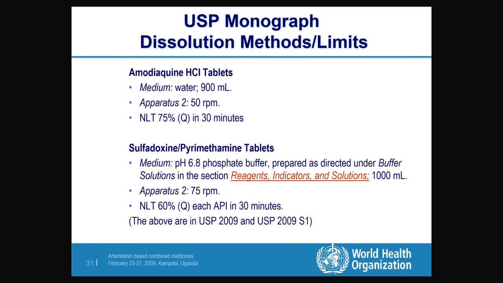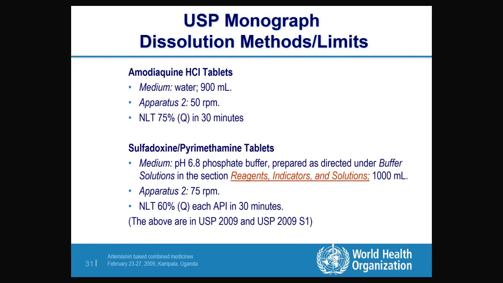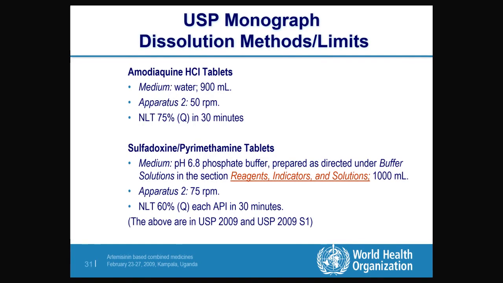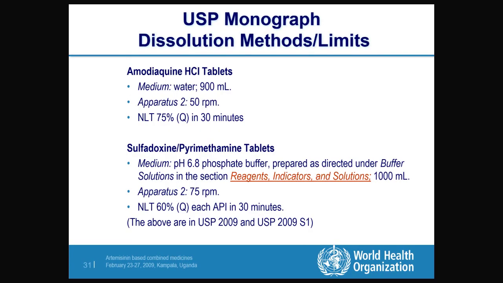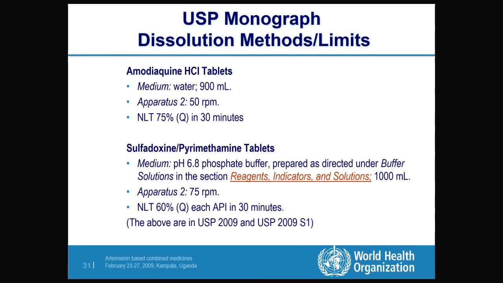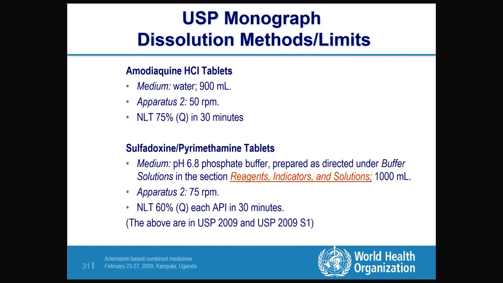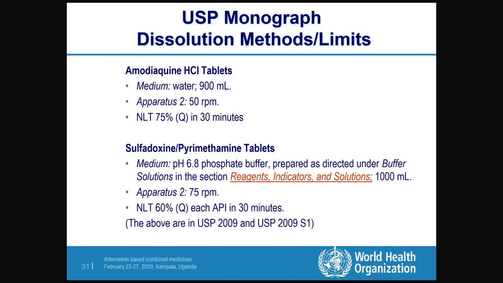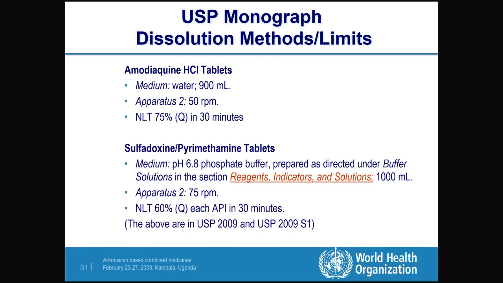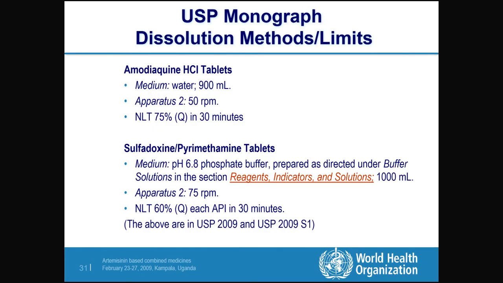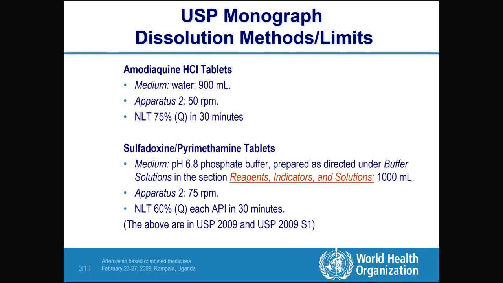Transitioning to official USP monographs, we see how the specific chemical properties of an active ingredient dictate the precise environmental parameters for mass transfer. For amodiaquine HCl, we utilize 900 milliliters of water and a rotational velocity of 50 rpm to achieve a Q value where not less than 75% of the dose enters the liquid phase within 30 minutes.